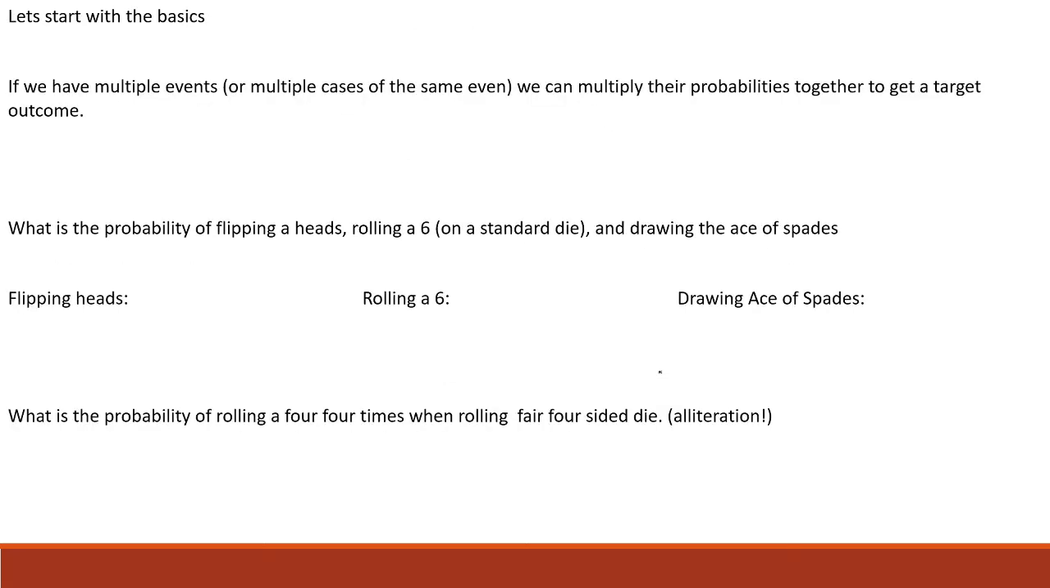So let's look at sort of an easier case, which is when we have multiple events. Let's say I want the chance that if I flip a coin, roll a die, and draw a card, that I flip a heads, roll a 6, and draw the ace of spades. Well, the chance of flipping a heads is 1/2, 1 head out of 2. The chance of rolling 6 on a fair die is 1 out of 6. And the chance of drawing the ace of spades is 1 out of 52, because there's one ace of spades out of 52 cards total.